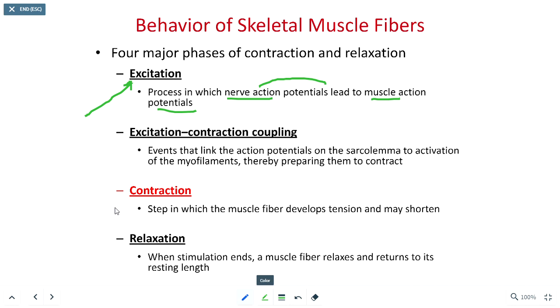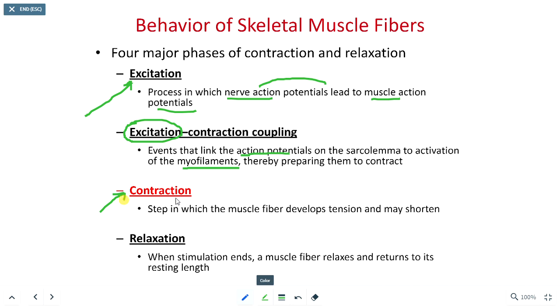And then we're going to have excitation-contraction coupling. During this phase, we'll take that electrical signal and convert it to a chemical signal so that we can start the contraction process. So we're going to take electricity in the form of that action potential and link it to those myofilaments within the myofibrils to start the contraction of the sarcomeres.